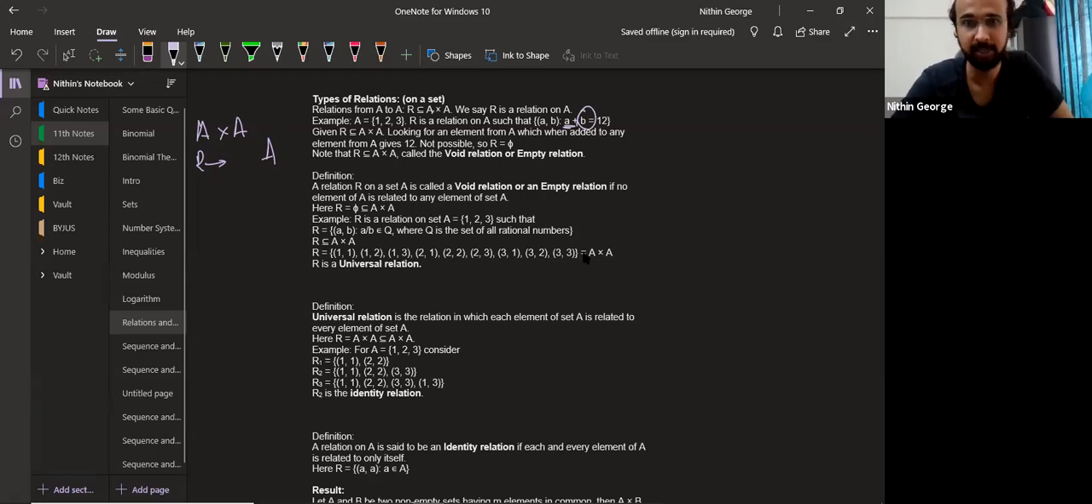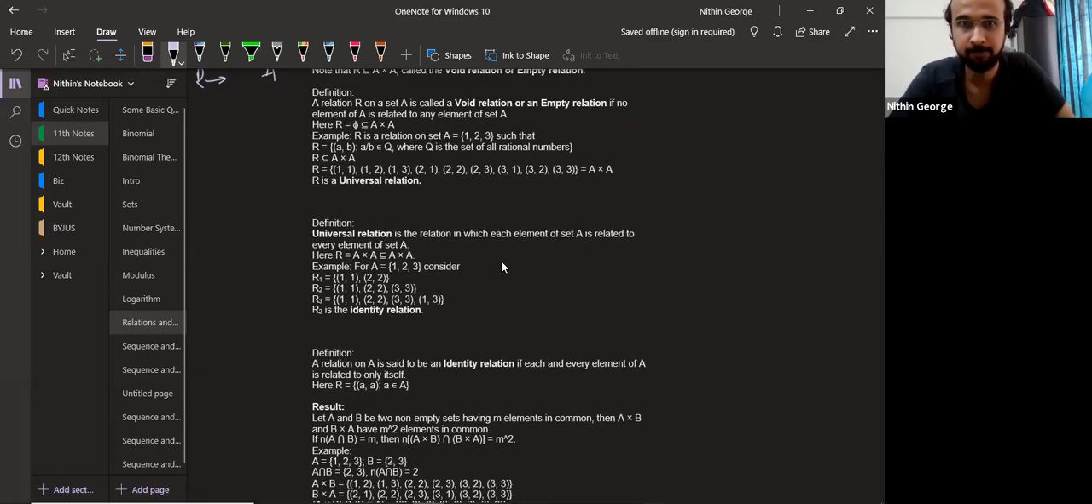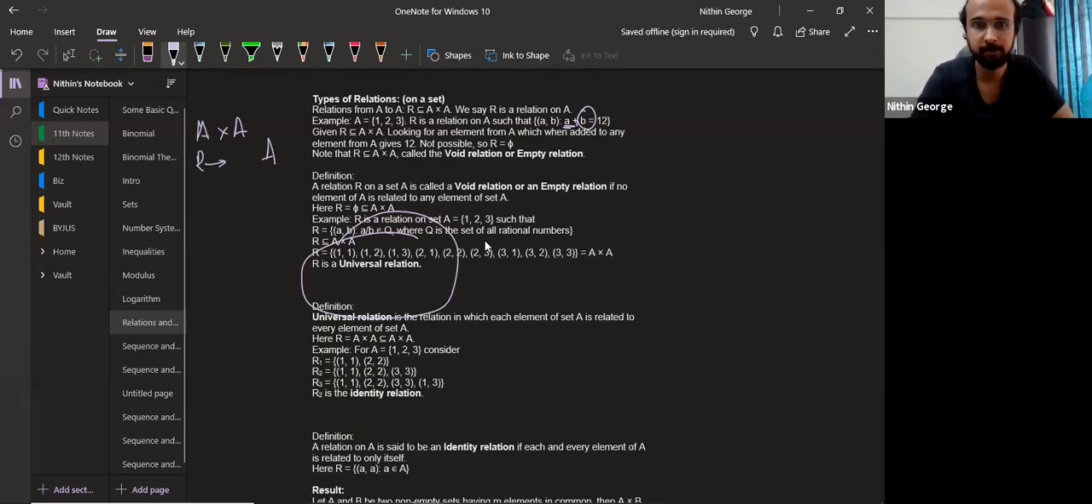Next comes universal relation, which is the entire Cartesian product itself. Got it? This is a universal relation, entire Cartesian product. Okay.